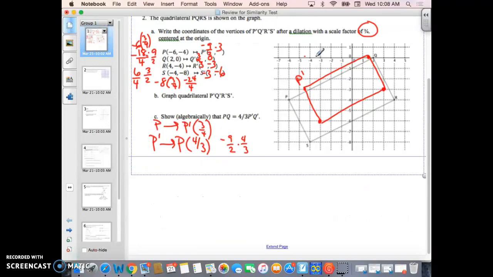And I'm going to do -3, which is the y coordinate, and multiply it by 4/3. And what I should end up with, 9 times 4 is 36. So this is -36/6, which ends up at -6, which is right here. And 3 times 4, well, that's -12, divided by 3, well, that's -4, and that's right here. So to go from big to little, you multiply by 3/4, and then to go back in this direction, you multiply by 4/3.